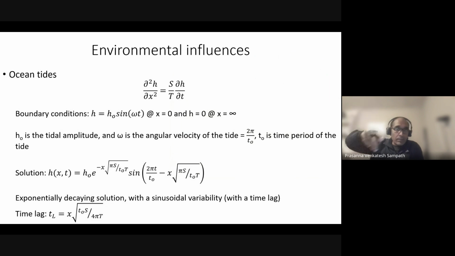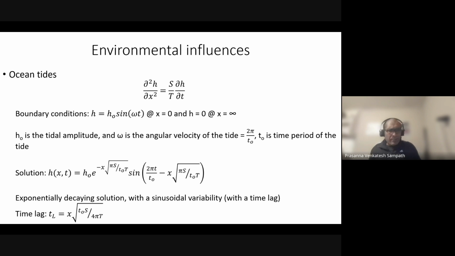in the ocean can be modeled in a simple 1D problem: ∂²h/∂x². That's the response of the head in the confined aquifer in the x direction, and it's a function of time. So it's S/T times ∂h/∂t, and the boundary condition here will be h₀ sin(ωt). That's the ocean tides going up and down. The omega refers to the time period of the tide, and h₀ is the amplitude of the tide, and so on, right?